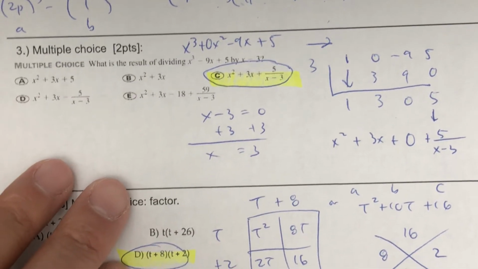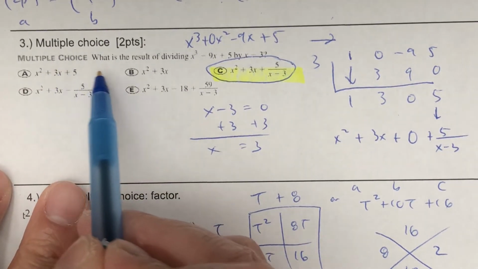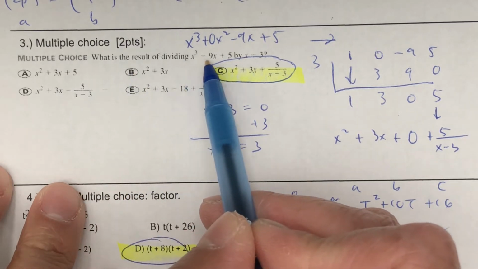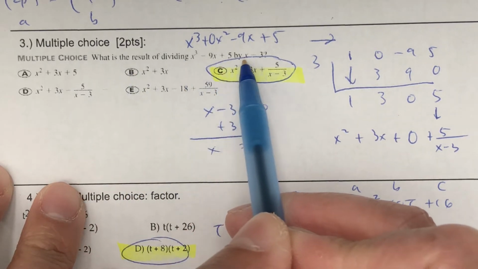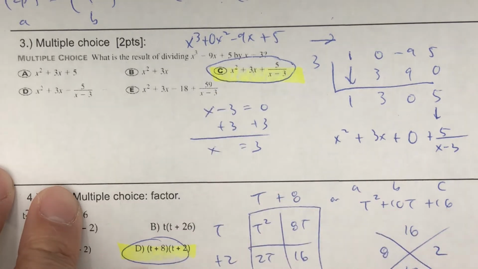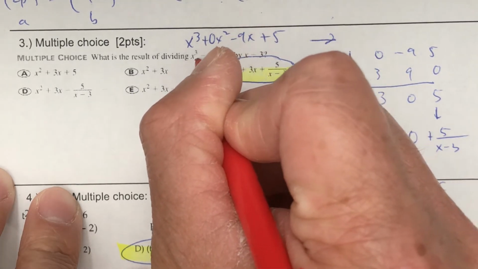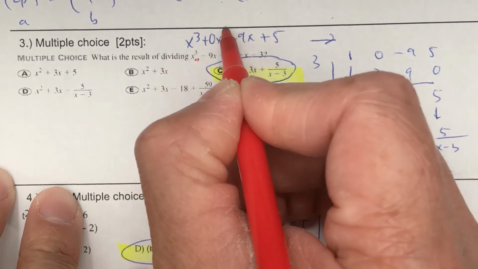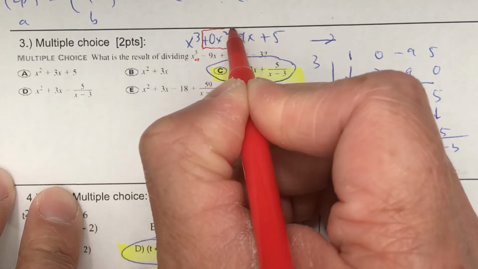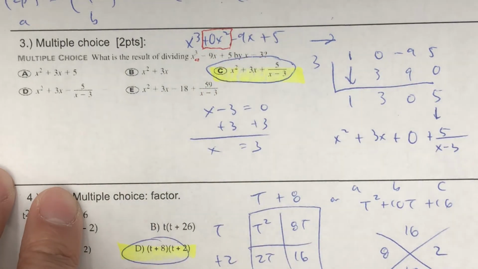Question C3, multiple choice. What is the result of dividing x cubed minus 9x plus 5 by x minus 3? Okay, number one thing that you should have seen is that they're missing a 0x squared right here. You have to have all the terms. I call that a placeholder. You need the placeholder.